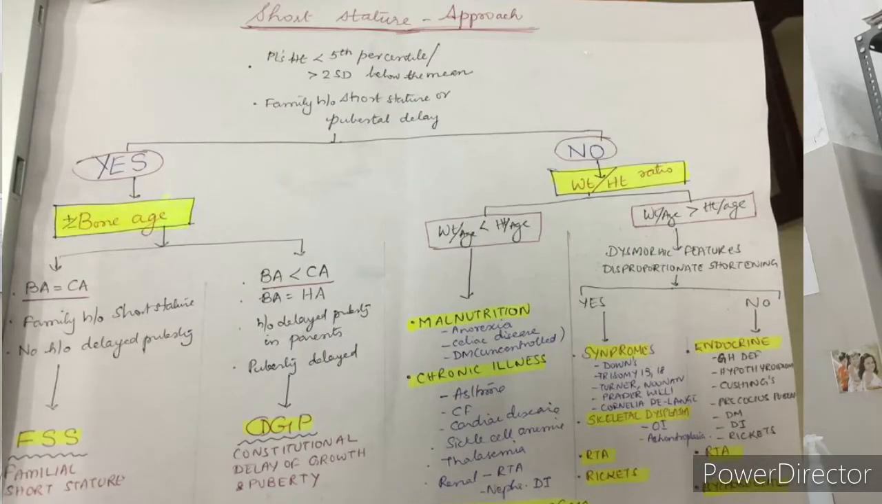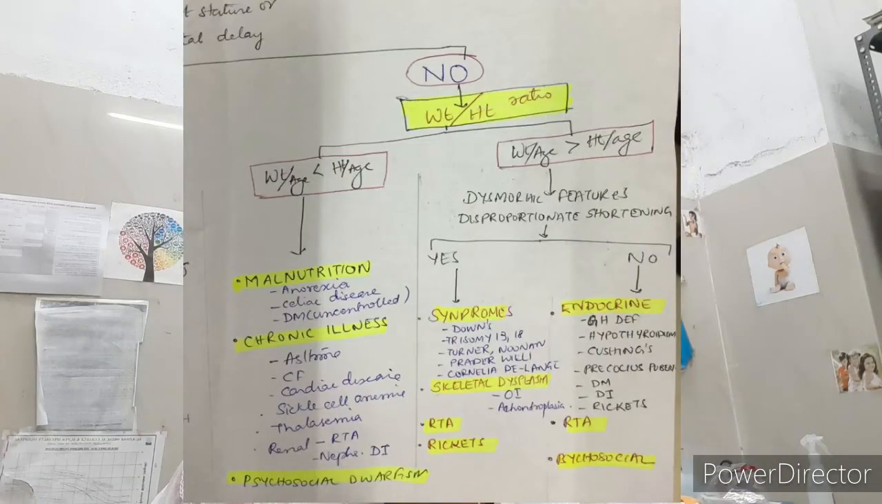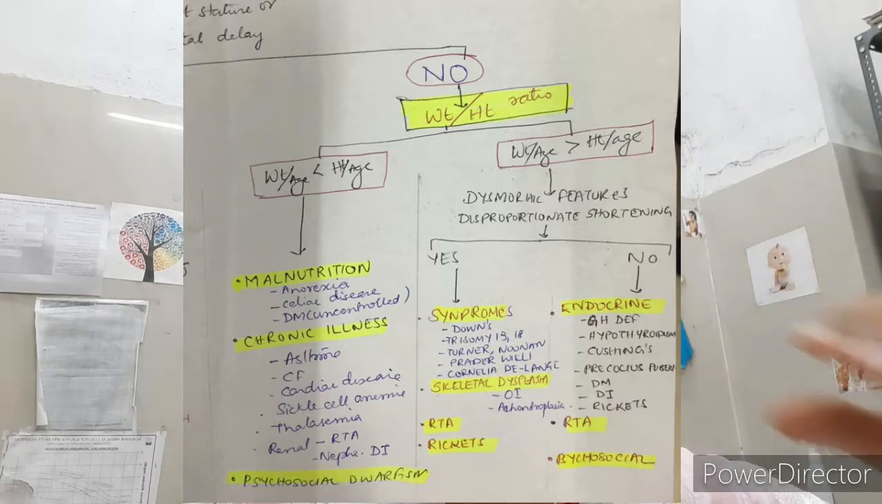If these histories are there, you go to one side, and next, on the other limb, we ask about any family history of short stature, no delayed puberty and all those things. So we are coming to the next limb, the right limb, of short stature. For discussion purposes I am telling this. What we need to find out is the weight for height ratio of the child, whether the child is thin or obese and all those things.